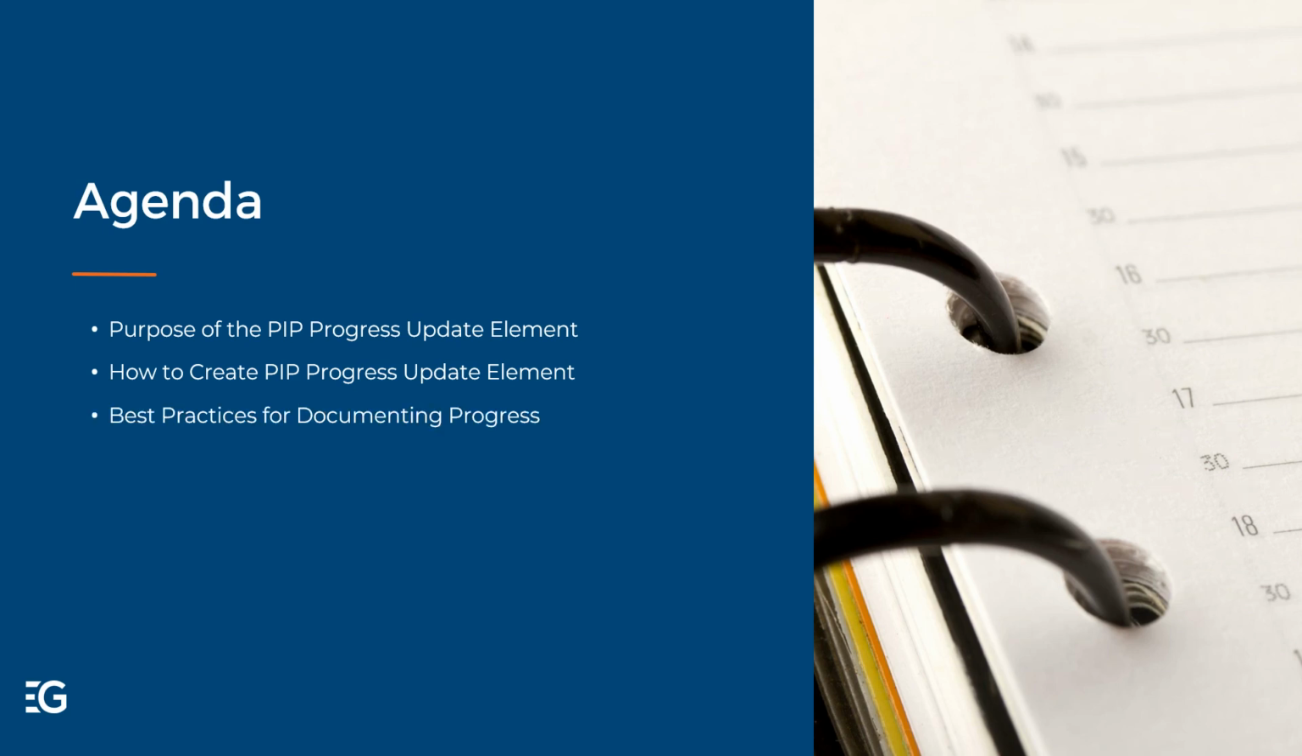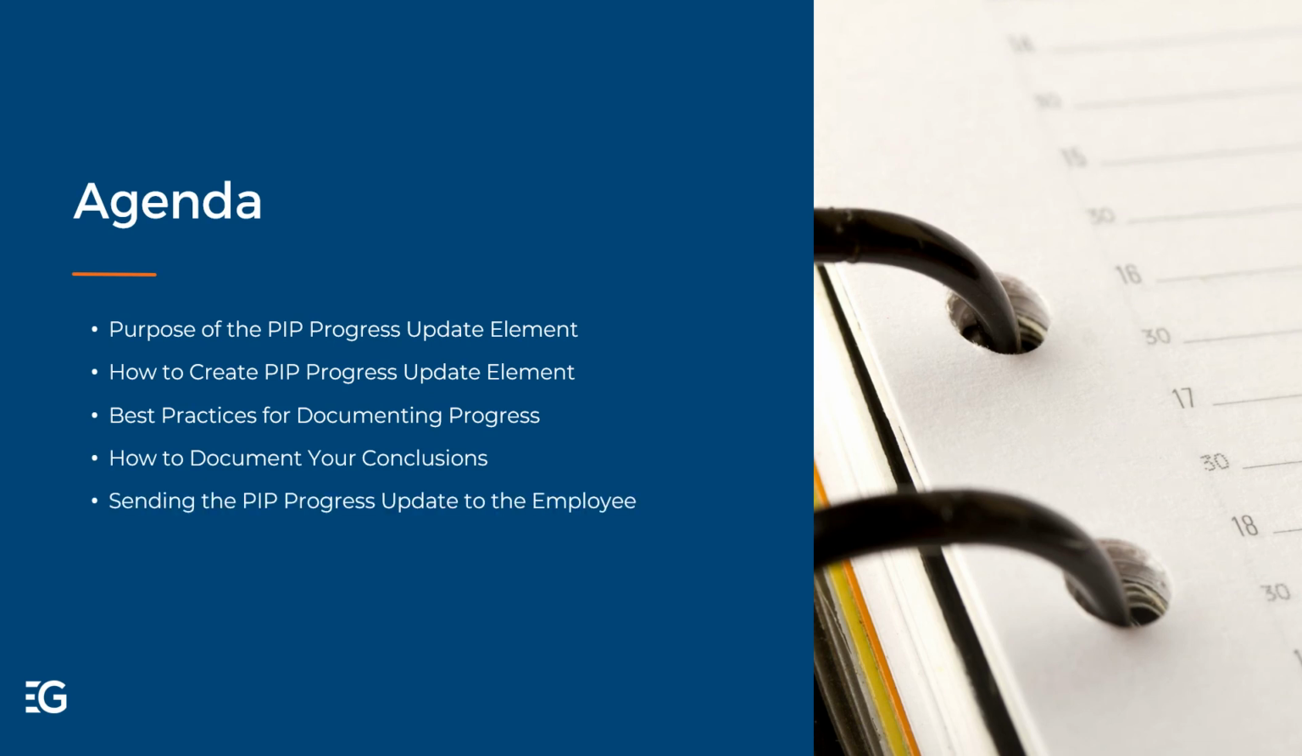We'll review best practices for documenting progress using the fields provided by the Elements wizard, how to document your conclusions to ensure transparency and intent, how to send the PIP progress update to the employee right from the element and document your efforts, and how the proper use of the PIP progress update element creates insightful dashboards showing the employee's overall and trending performance at a glance.